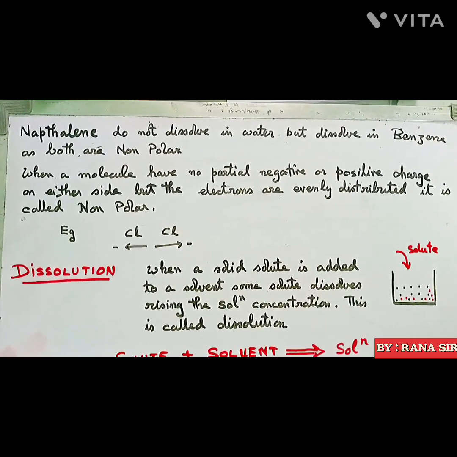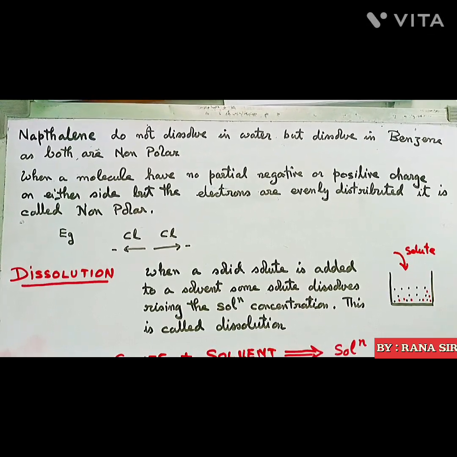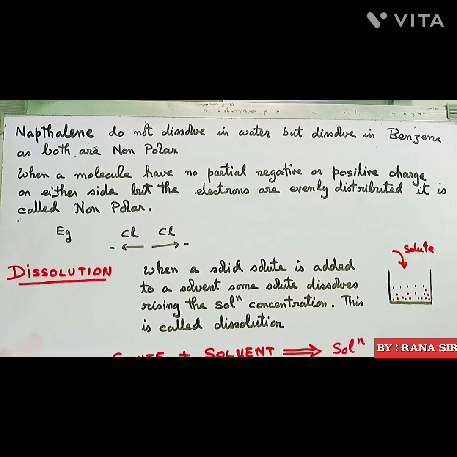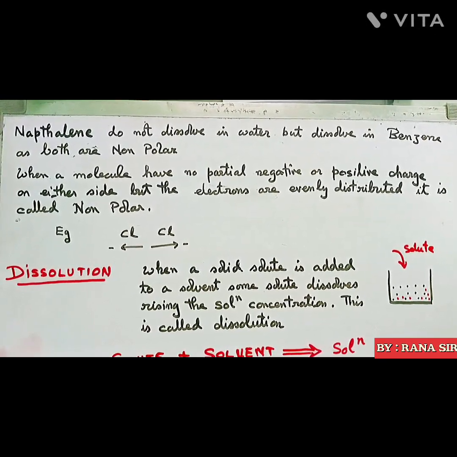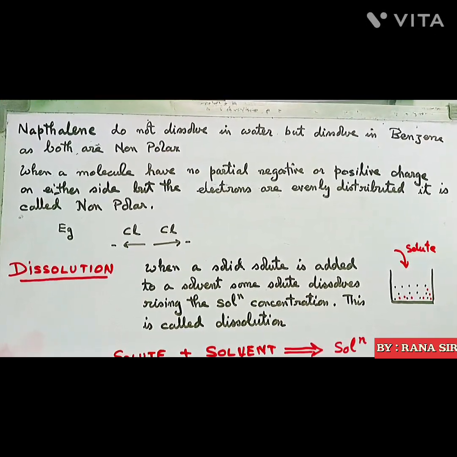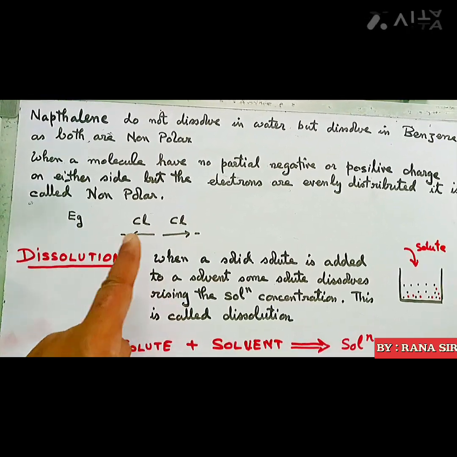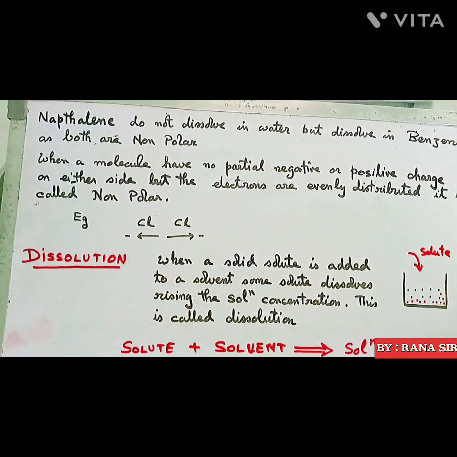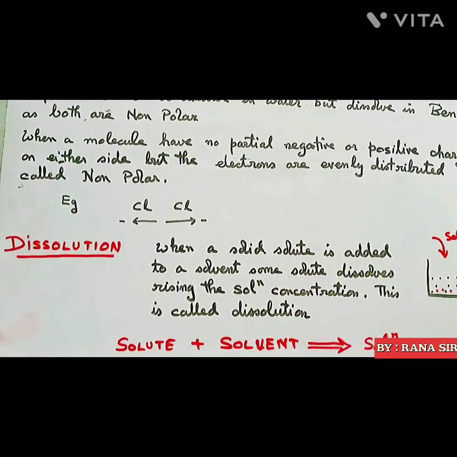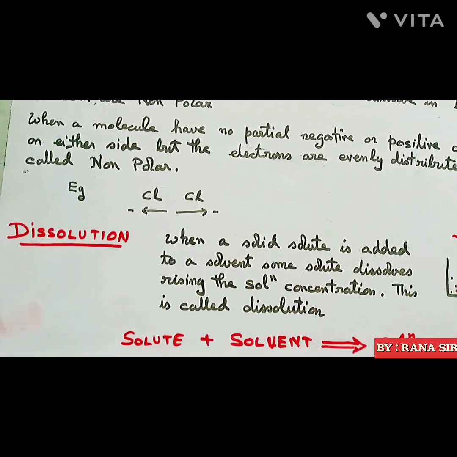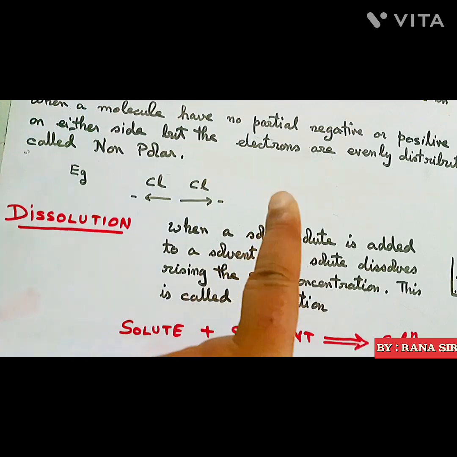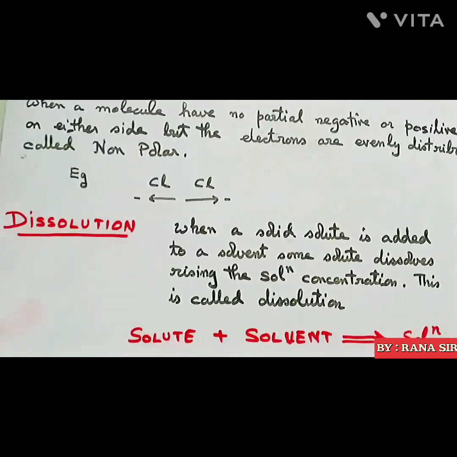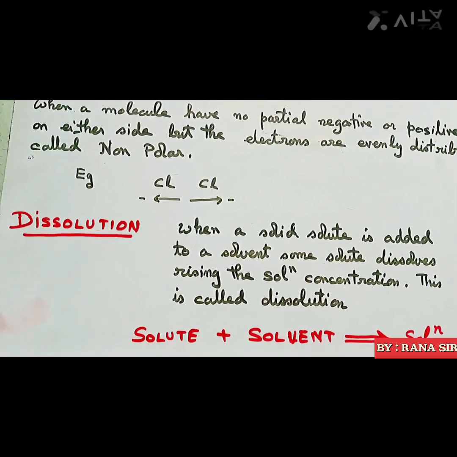When a molecule has no partial negative or positive charge on either side, but the electrons are evenly distributed, it is called nonpolar. So what is nonpolar? The electrons are evenly distributed. So here, in chlorine, the two chlorine atoms both share the negative charge, and it is not accumulated at either side. It is evenly distributed. Hence it is nonpolar.